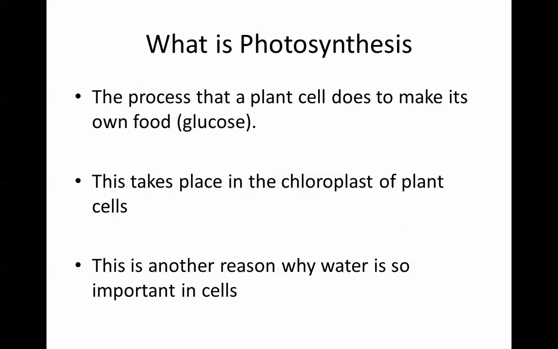So photosynthesis, what is it? It's the process that a plant uses to make its own food. The chemical term that we use is called glucose, and that represents sugar. So it is producing the sugar called glucose, and that is the food for the plant. We know that this takes place in the chloroplast of a plant cell.